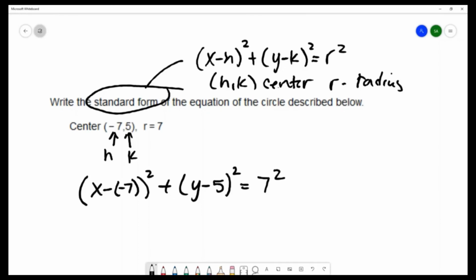I'll do a little bit of simplifying. I don't want to leave this double negative, and I don't want to leave this squared here. So I'll write this as x plus 7 squared plus y minus 5 squared equals 49. So this is the equation of a circle with center -7, 5 and a radius of 7.